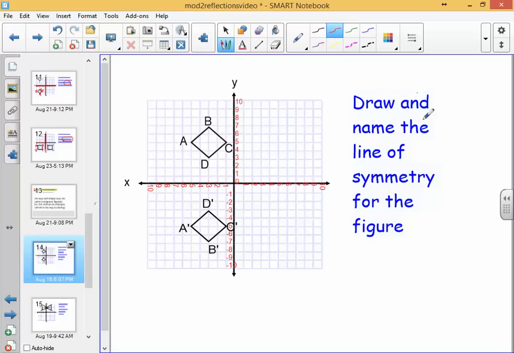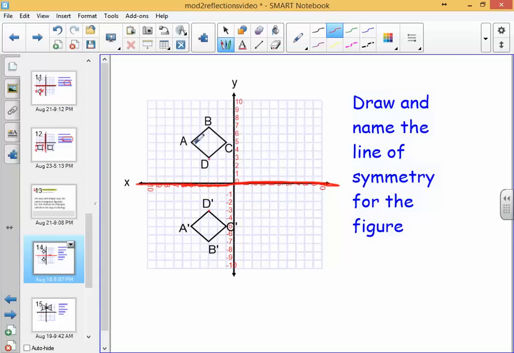So now we're going to have to draw and name the line of symmetry. So I see this figure was flipped, and it was flipped down here. So I'm going to guess that it's the x-axis. We do have to count to make sure that that's accurate. If I look at point D, it's 3 boxes away. Point D prime is 3 boxes away, so that seems to work.